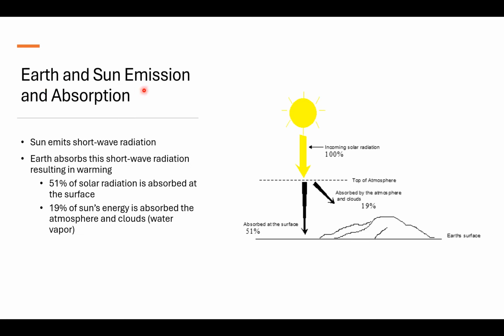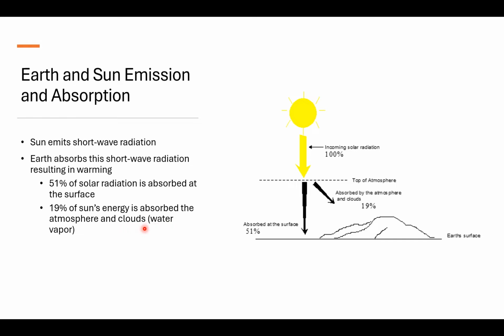All right, so let's look at Earth and the sun, emission and the absorption process. On the right here is my diagram. I have the sun. It's sending this shortwave solar radiation through the atmosphere, okay? The Earth is going to absorb this shortwave radiation, resulting in warming, okay? So down here at the Earth, at the surface, we have about 51% of this shortwave radiation being absorbed. But where does the other 49% go? Well, there are molecules, like I mentioned, in the atmosphere that act to scatter or absorb or deflect some of this incoming solar radiation. Additionally, 19% of the sun's energy is actually absorbed by the atmosphere, and we have to also think about clouds.